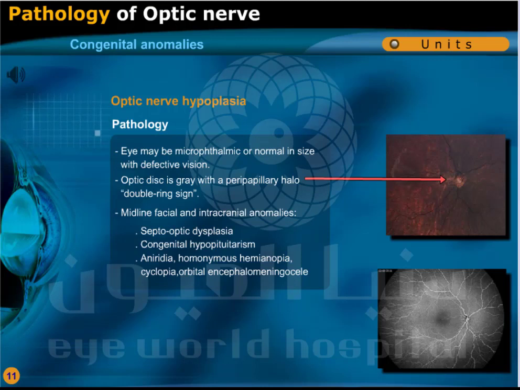Optic disc is gray with a peripapillary halo, double ring sign. Midline facial and intracranial anomalies are present. Septo-optic dysplasia, congenital hypopituitarism, aniridia, homonymous hemianopia, cyclopia, and orbital encephalomeningocele.